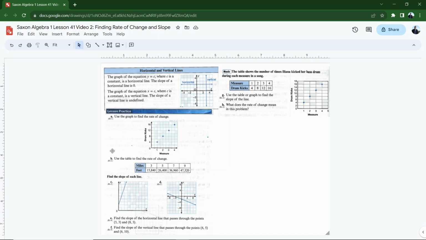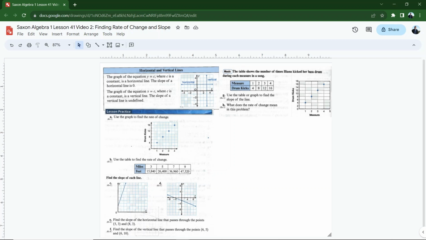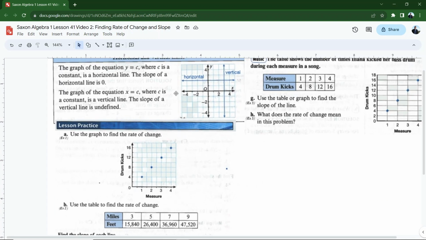Welcome back, Algebra students. In this lesson, we're going to continue talking about the slope and a rate of change. And we're going to find the slopes of several different types of either graphs or tables. Sometimes we're going to do it for just points. But before we do that, let's talk about slopes of special kinds of lines. We're going to talk about the slope of a horizontal or a vertical line.